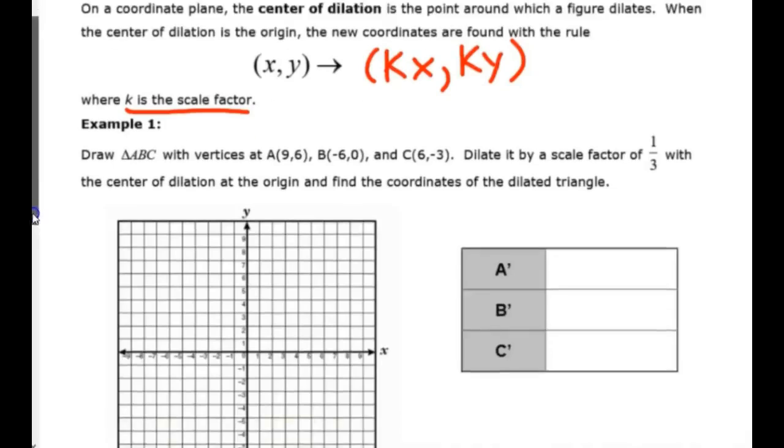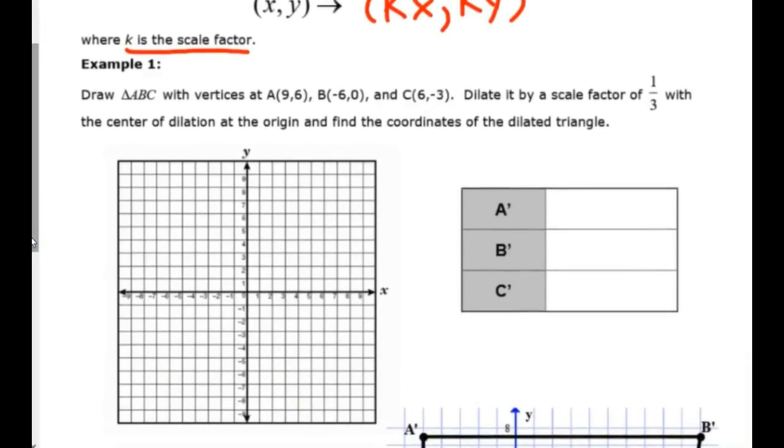So, Example 1. Draw triangle ABC with vertices A at 9, 6. Let's do that. 1, 2, 3, 4, 5, 9. 1, 2, 3, 4, 5, 6. And then B is negative 6, 0. And then C is 6, negative 3. And it says we're going to dilate it by a scale factor of 1/3. Okay?